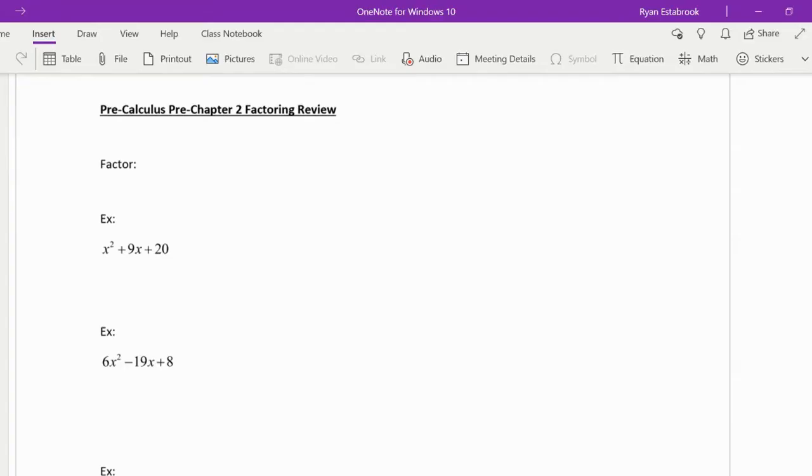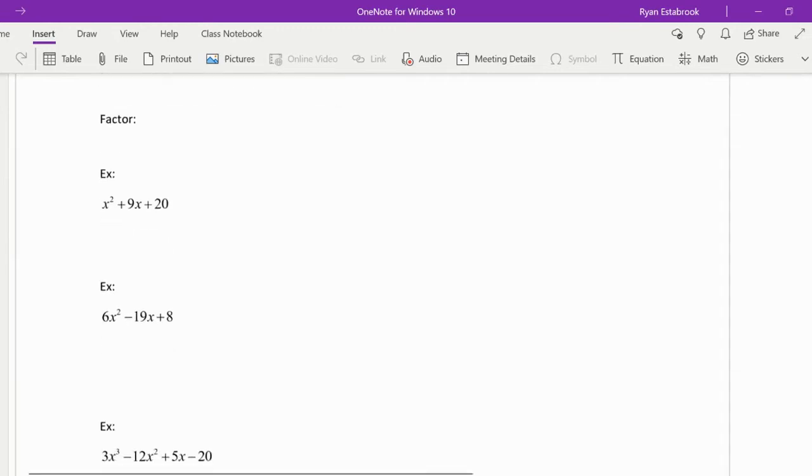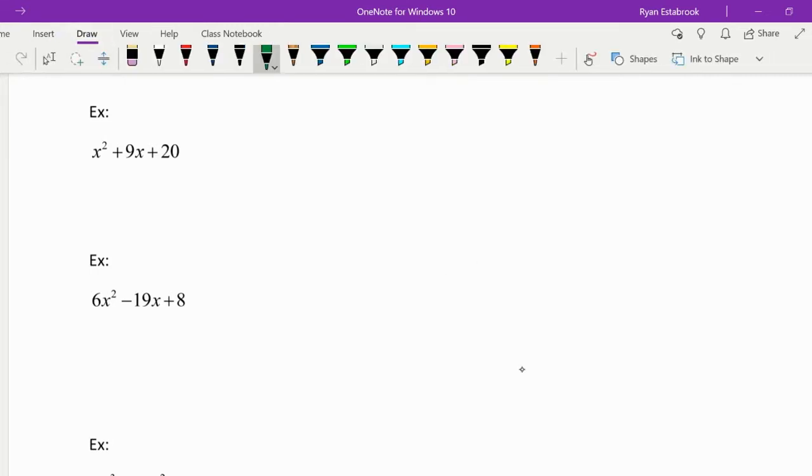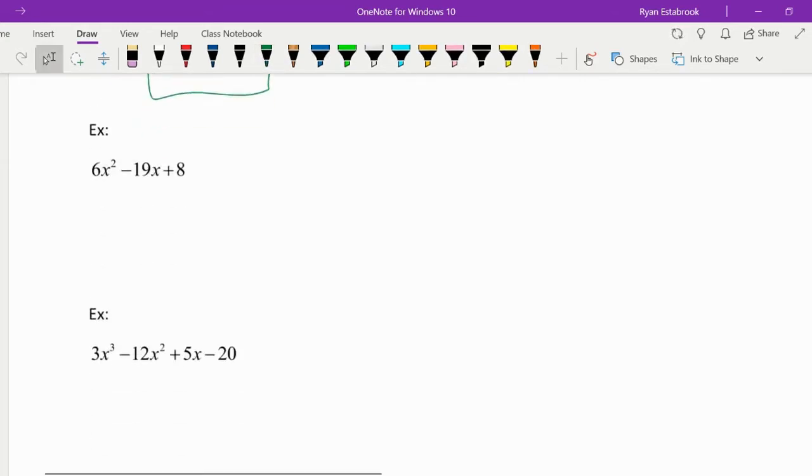This is our factoring review for pre-calculus for chapter 2. Just a quick review on how to factor. First of all, if we're going to factor a quadratic like this with the leading coefficient of 1, I'm just looking for a number pair that multiplies to 20 and adds up to 9. Those numbers are 4 and 5, so I use x plus 4 times x plus 5 to factor it. And the directions were to factor, so this is done.